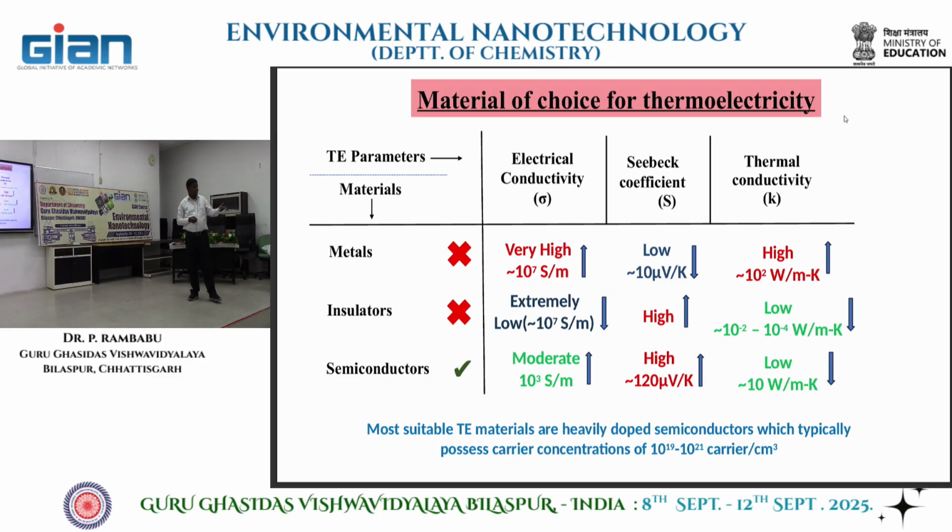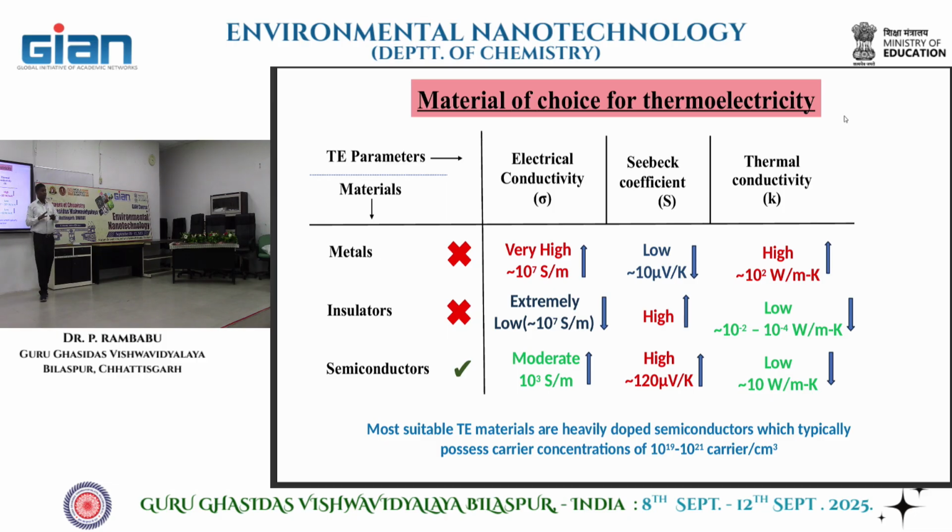So we have materials: metals, semiconductors and insulators. If I am talking about metals, electrical conductivity is very high. We know copper, aluminum, silver, all those wires are highly conducting, conductivity is very high. That's good. But unfortunately, if you come to the Seebeck coefficient, because we also need a high Seebeck coefficient for a high figure of merit, it is very low. And thermal conductivity is also very high for metals.